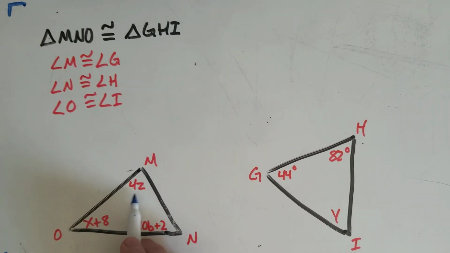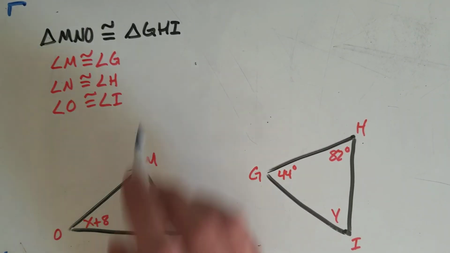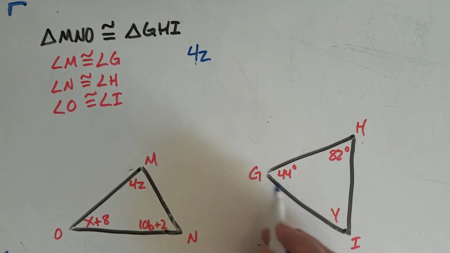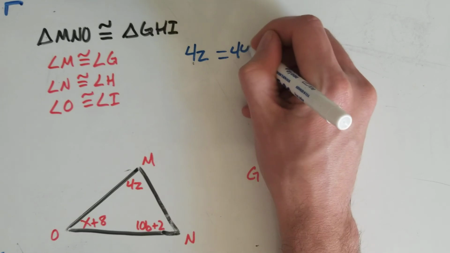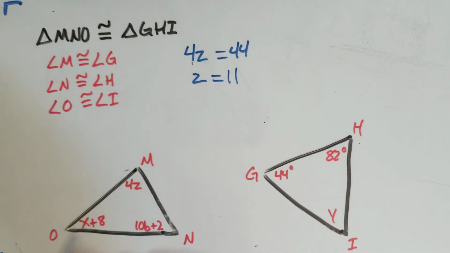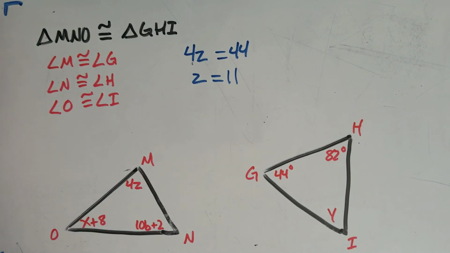So we know M is going to go with G, which means the 4Z, that's what angle M is, is going to equal the 44 degrees. So we can go ahead and solve for Z. You divide both sides by 4, so Z should be 11 here.